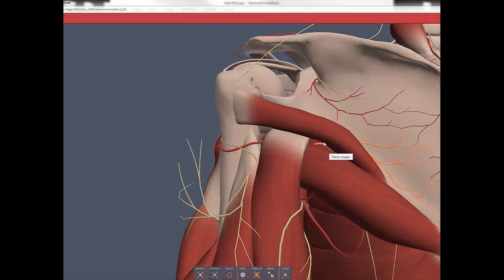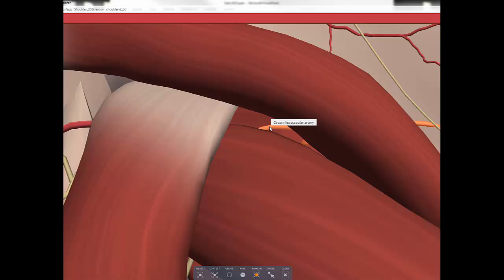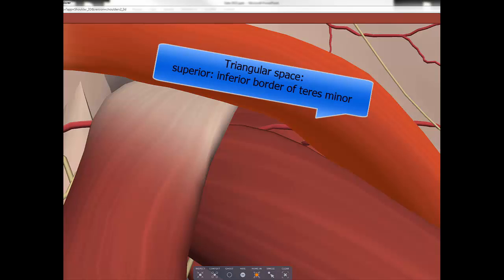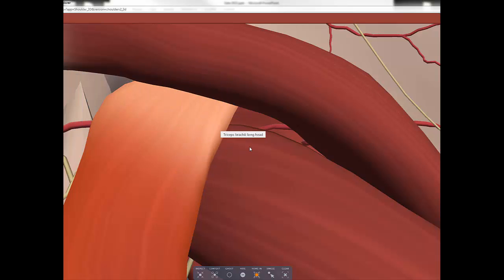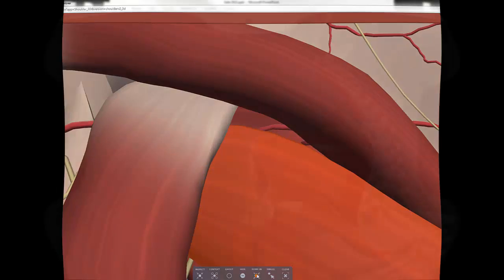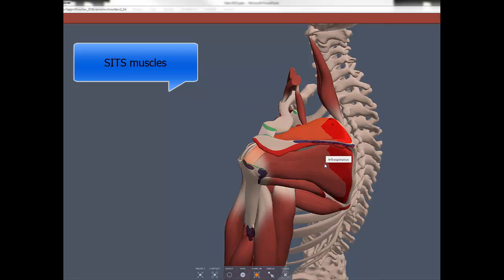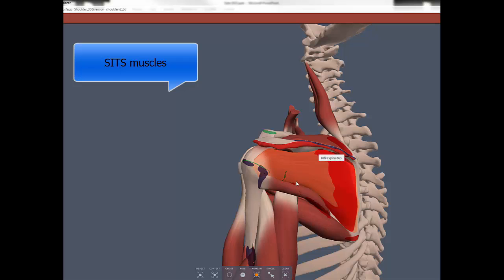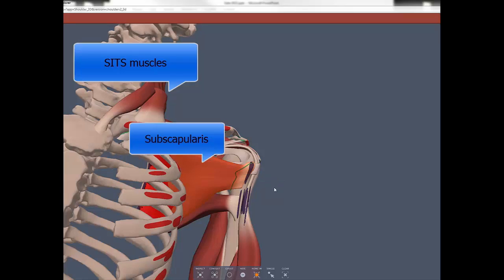The triangular space, on the other hand, is a little smaller and maybe even a little harder to find. Deep in it we can find the circumflex scapular artery, right here. Okay, and the borders of the triangular space are going to be the inferior border of the teres minor. The lateral border is the medial border of the long head of the triceps, and the inferior border is going to be the superior border of the teres major muscle. Here are your muscles of the rotator cuff. Your supraspinatus, your infraspinatus, your teres minor, and the subscapularis.